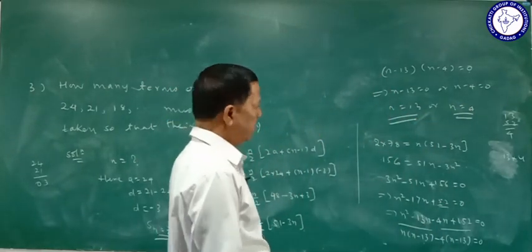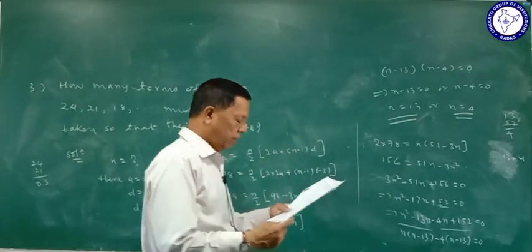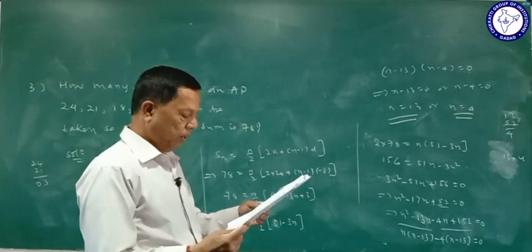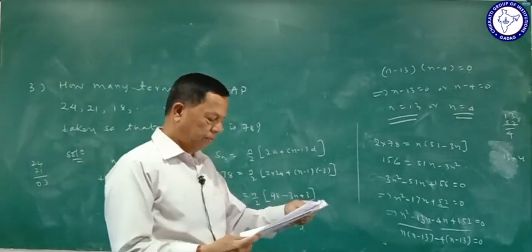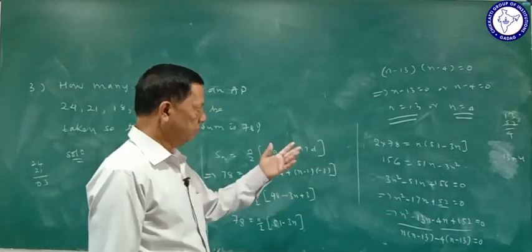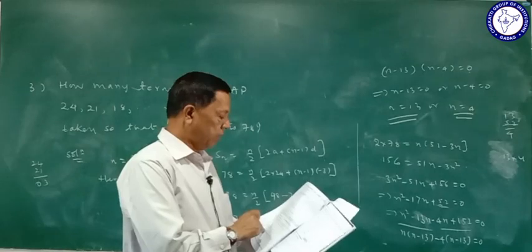Which is correct? Both are correct, because both are positive integers and that is possible. So both values of n are admissible. The number of terms is either 4 or 13. Both should be considered here.